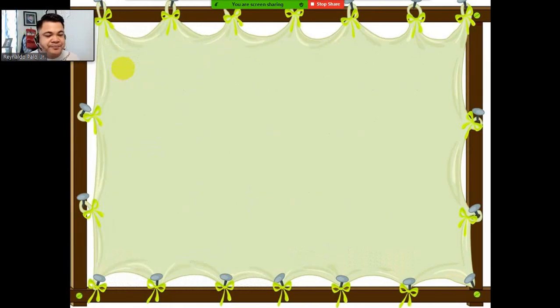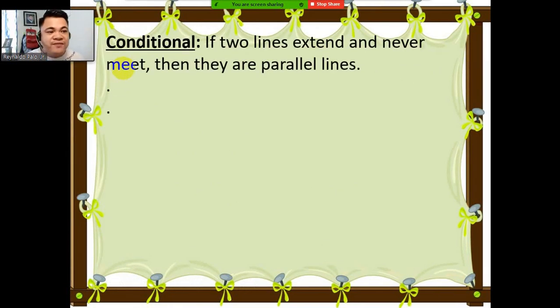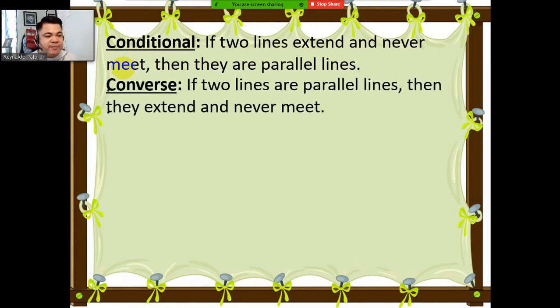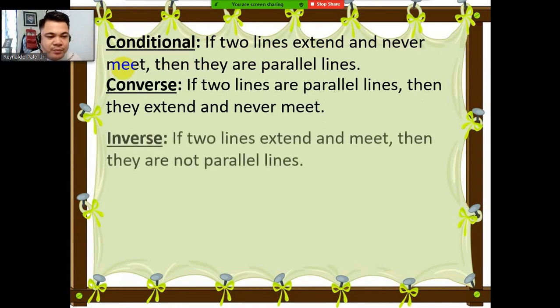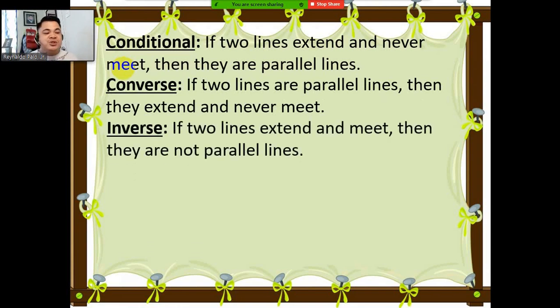Next, conditional: if two lines extend and never meet, then they are parallel lines. Converse, interchange them: if two lines are parallel lines, then they extend and never meet. Inverse, we are going to negate now: if two lines extend, supposedly this is not never meet. But since they are two negative words, you have to omit one.